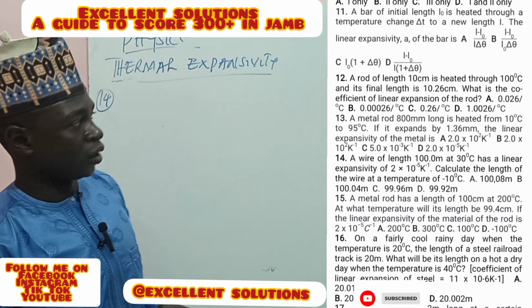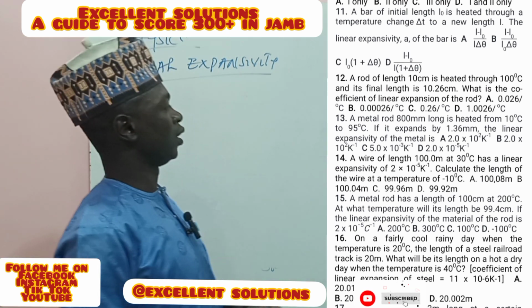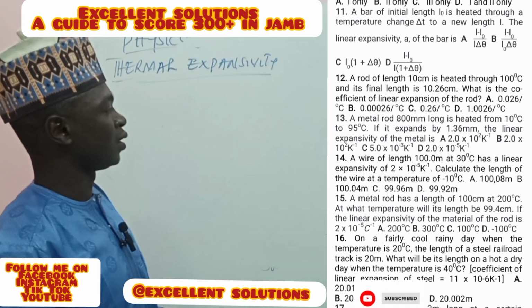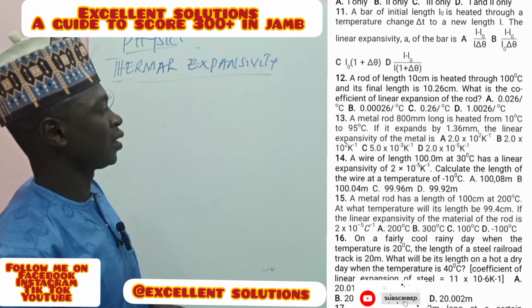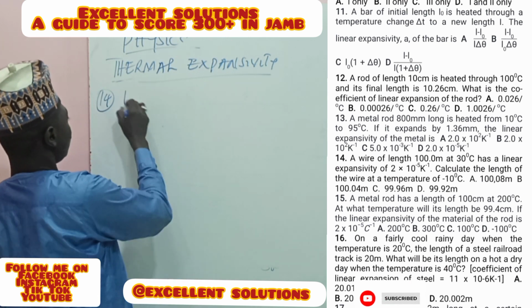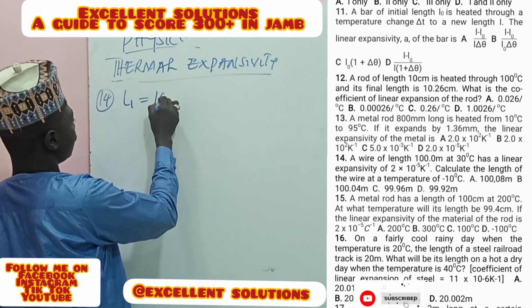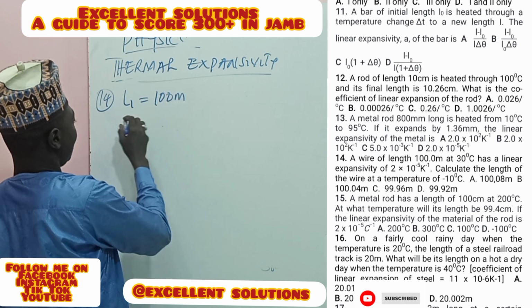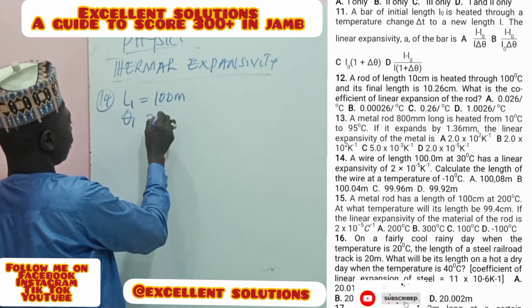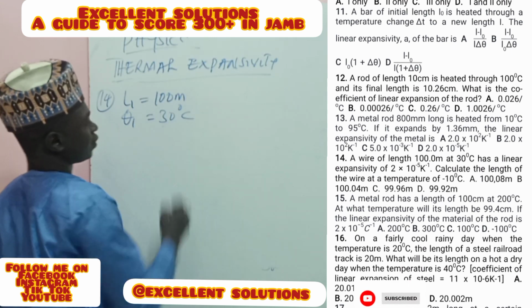The next question is question 14, and this question says a wire of length 100 meters at 30 degrees Celsius. So we have our L1 equal to 100 meters at theta 1 equals 30 degrees Celsius.